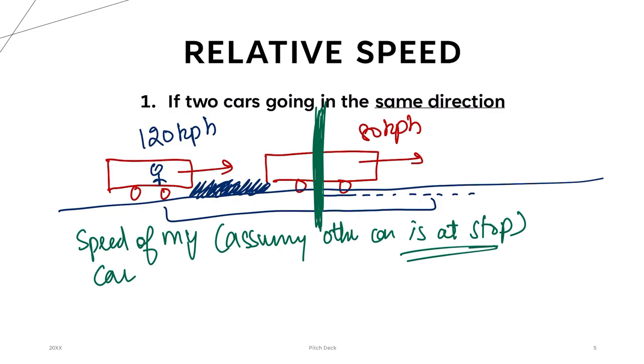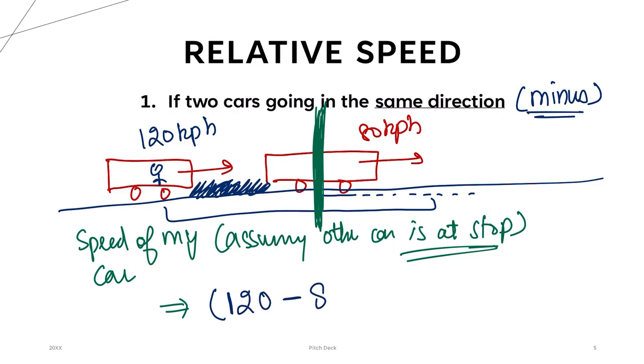So if two cars are going in the same direction, to calculate relative speed, always remember minus. What minus? You will see. If the other car we have assumed is going at a speed of 80 kilometers per hour and it stops, the relative speed of my car will be 120 minus 80. So that is 40 kilometers per hour.